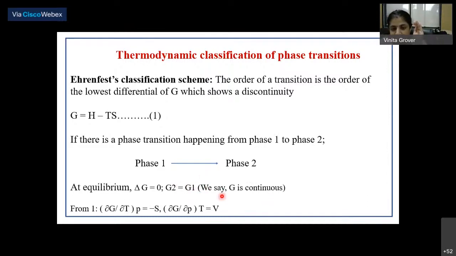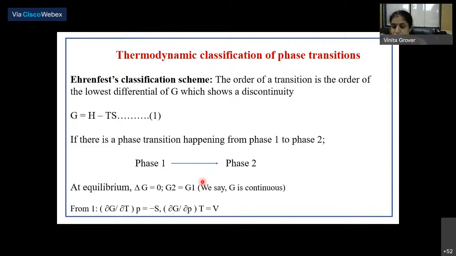So remember this thing: when at the phase transition temperature, the value of some quantity for the two phases is equal, we say that quantity is continuous. Now, for the first order phase transition, the order of the transition is the order of the lowest differential of free energy that shows discontinuity. So I repeat it, at equilibrium delta G is 0. In other words, it means that your G or the free energy is continuous.